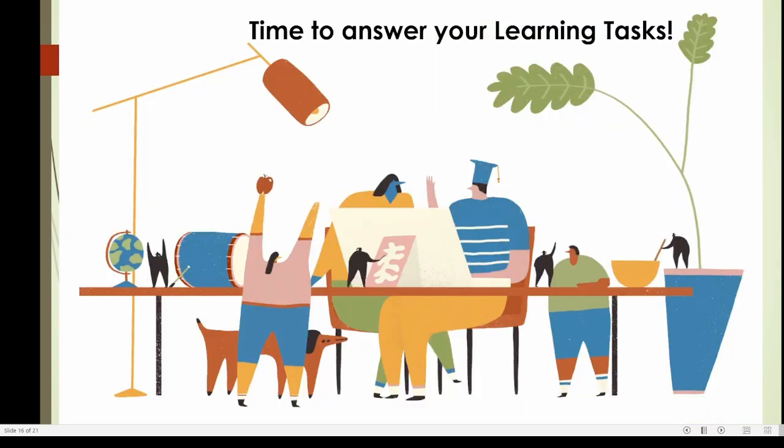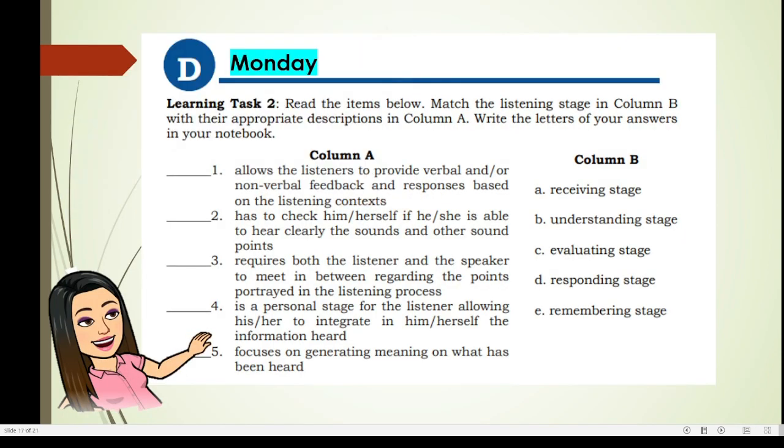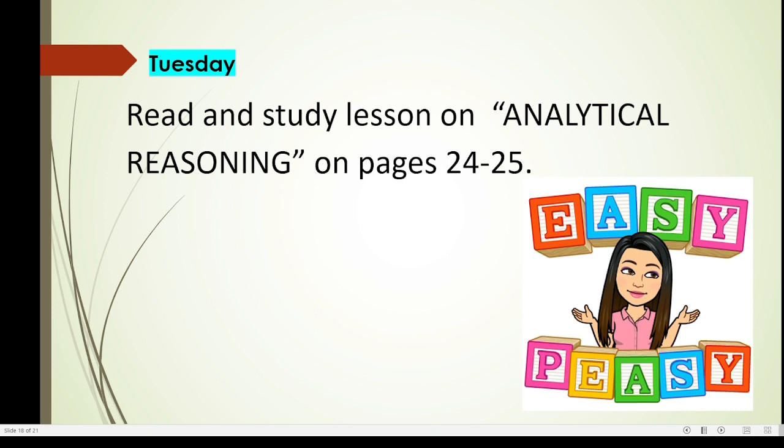And now, my dear grade 10 students, it's time to answer your learning tasks. On Monday, you're going to work on learning task number 2. Read the items below and match the listening stage in column B with their appropriate descriptions in column A. Write only the letter of the correct answer in your answer sheet. On Tuesday, you're just going to read and study on analytical reasoning on pages 24 to 25.